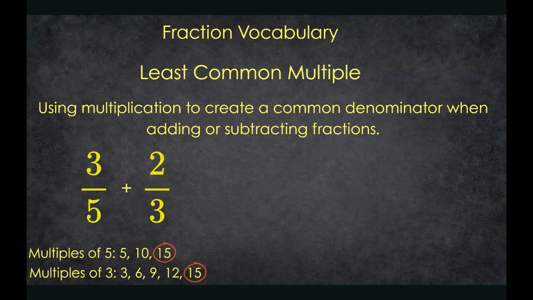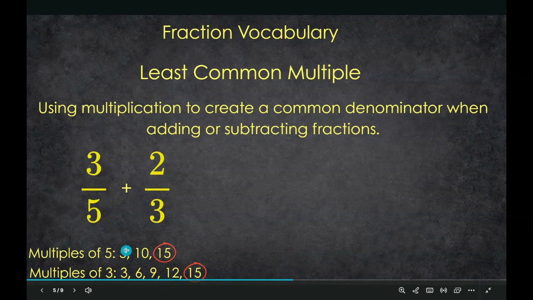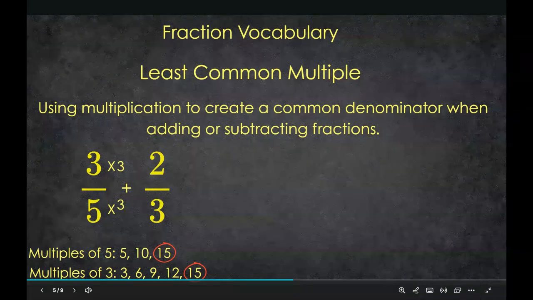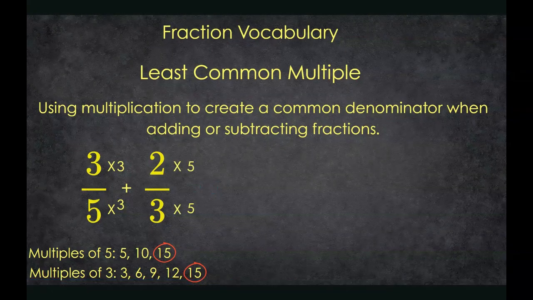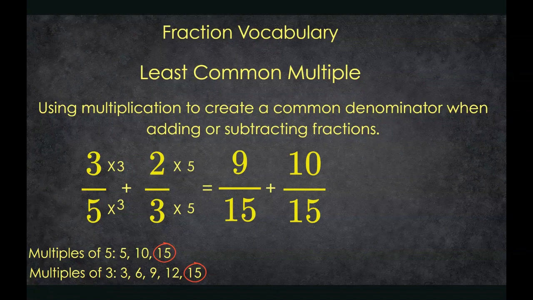So I'm going to convert 3/5 into 15ths, and I'm going to convert 2/3 into 15ths. That way I can add them since they'll have a common denominator. 3/5 I'm going to multiply by 3. And then 2/3 I'm going to multiply by 1, 2, 3, 4, 5. 3 times 5 gets me to 15, so I'm going to multiply 2/3 by 5. That's going to give me new equivalent fractions. So 3/5 will equal 9/15, and 2/3 will equal 10/15.